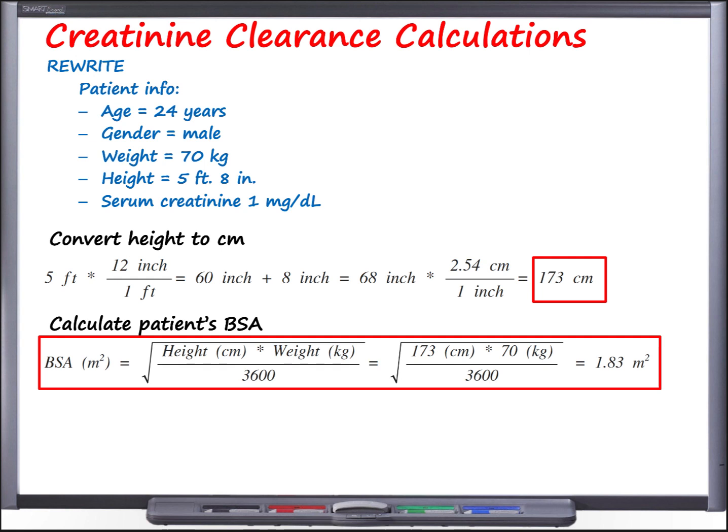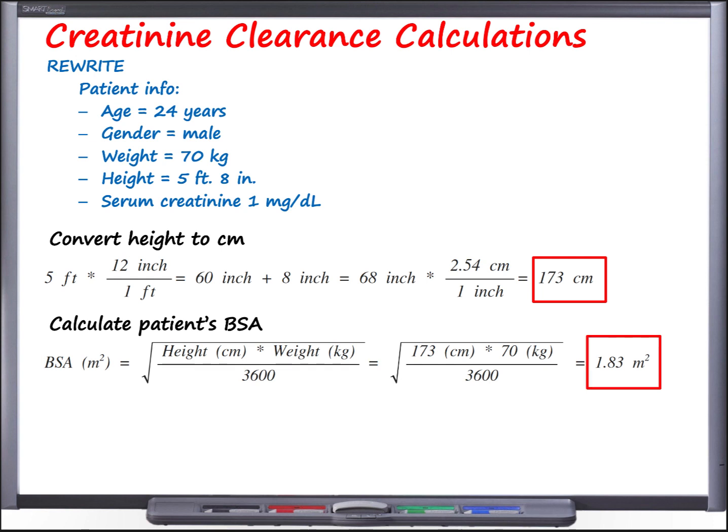So if we put our numbers in there, basically we take 173 centimeters times the patient's weight of 70 kilograms, divide that by 3,600, and then don't forget to take the square root. So when we do all of that math, you should get a final value of 1.83, and the units for body surface area are meters squared. All right, we're getting closer.